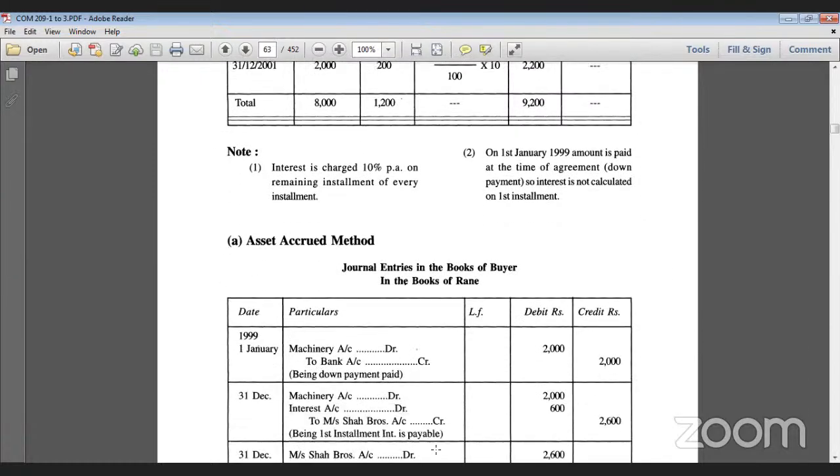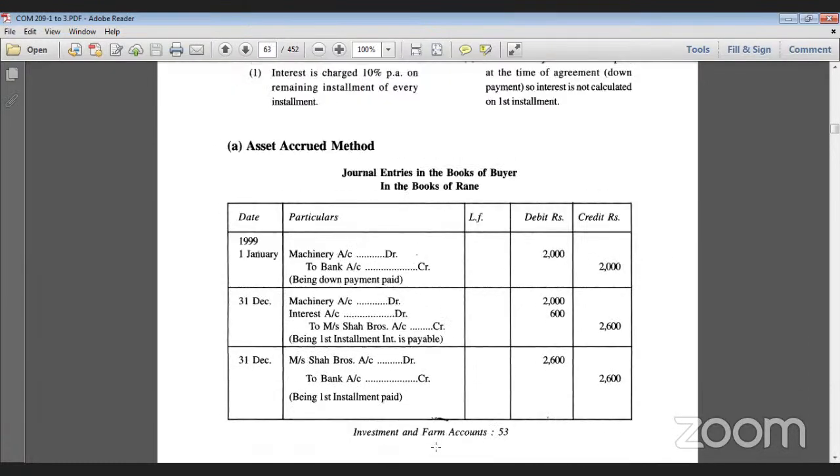So as per actual method, they gave this journal entry: machinery account debit to bank, which will be 2,000. In the first year there will be no interest, so the next year machinery debit 2,000, interest 600, to Shah Brothers 2,600. After that this installment is paid, so the Shah account 2,600 to bank account 2,600.